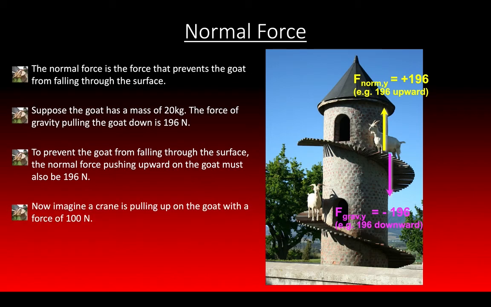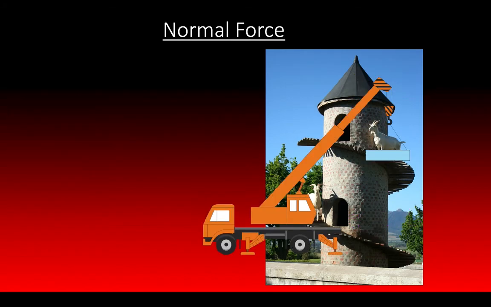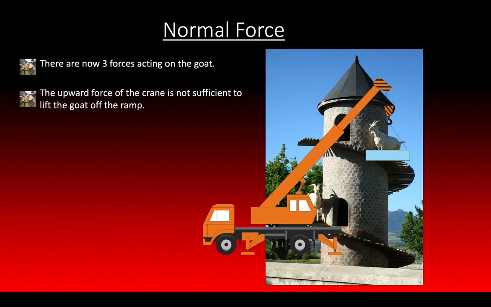Now, the normal force is not always going to be equal in magnitude to the gravitational force. And to demonstrate that, let's consider a scenario where we bring a crane in. And let's suppose that crane is pulling upward on the goat with a force of 100 newtons. So here's a crane, and now in this scenario, I have 3 forces acting on the goat. The Earth did not go anywhere, so I still have the gravity pulling the goat downward. The upward force of the crane is not sufficient to counteract the downward force of gravity, so the upward force of the crane will not lift the goat off the ramp.